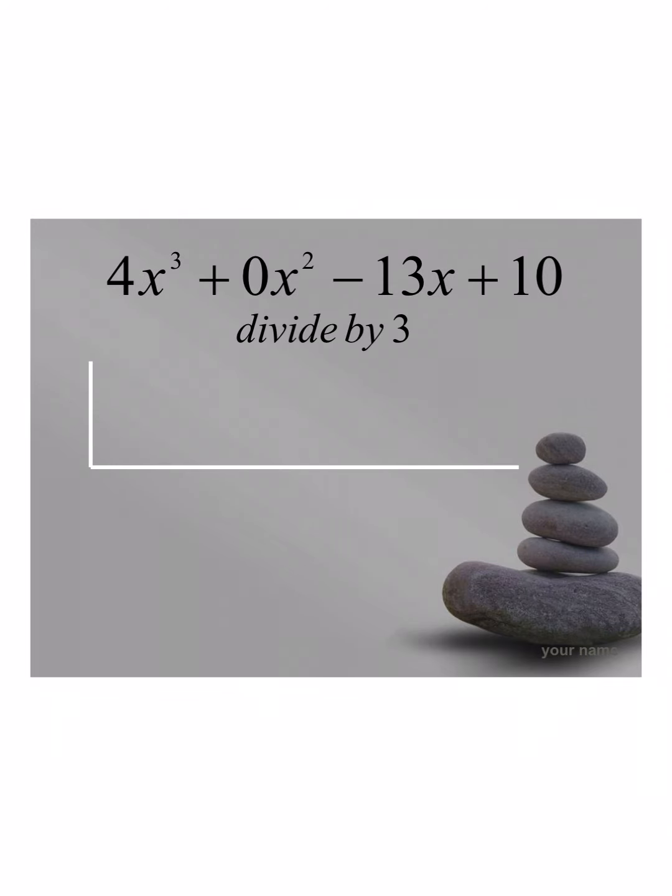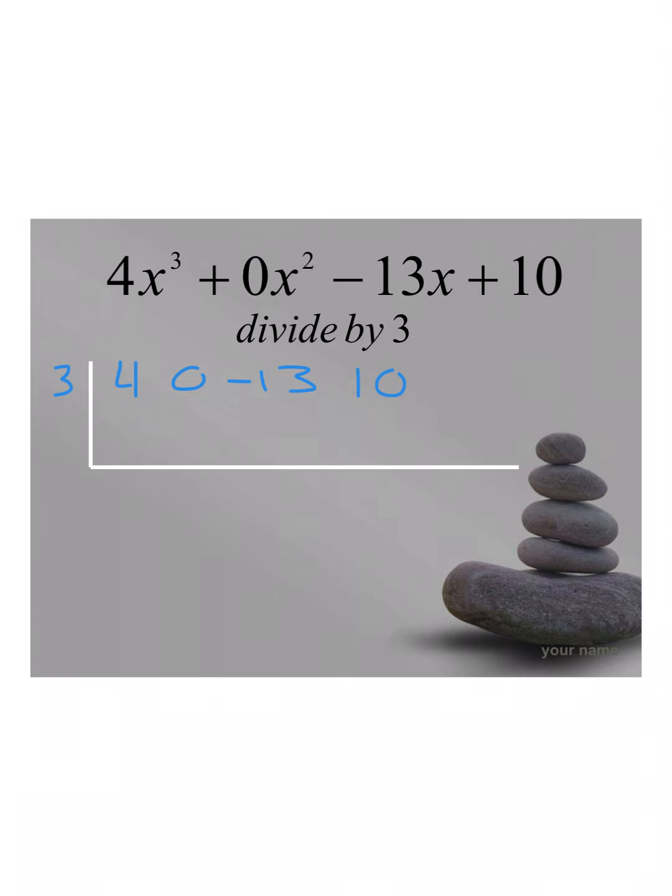All right, we're going to go ahead and divide this polynomial by 3. A very important thing to note here is we are given a number, not a factor, which means we are already given a. So I'm going to take that number and write it directly on the outside. That's going to be my a value. Now I'm going to write the coefficients for each one of my terms. We have 4x cubed, 0x squared, negative 13x, and then positive 10.